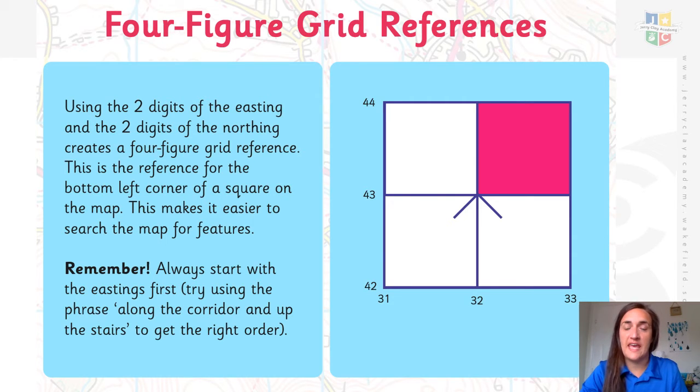Hopefully you've remembered that the easting goes first, and that would be 32 because it is on line 32. So 32 would be the first number, and then 43 would be the second number. So the grid reference would be 32, 43.